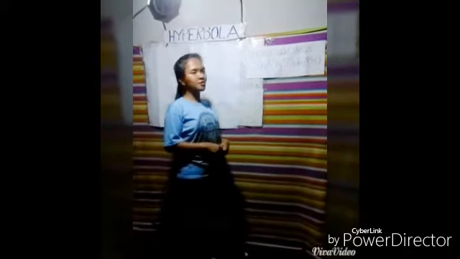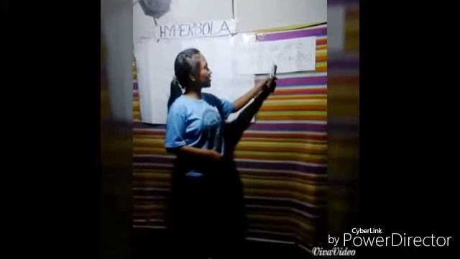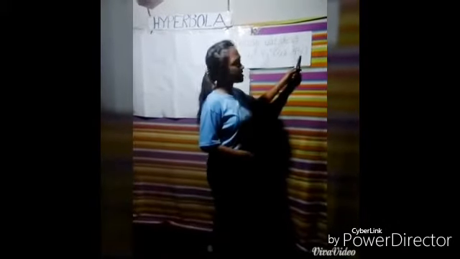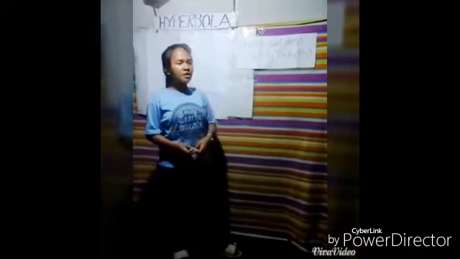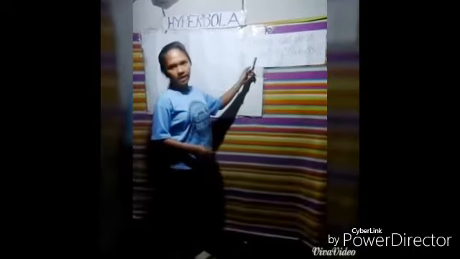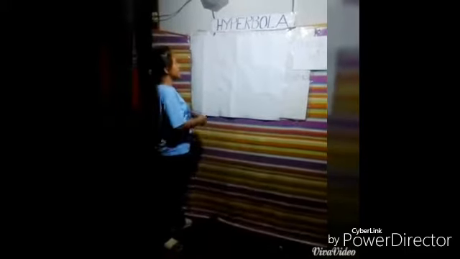Problem number 2: sketch 9x squared minus 4y squared minus 18x minus 16y minus 43 equals 0. This form is in general form. So to sketch this hyperbola, we must transform it into standard form.